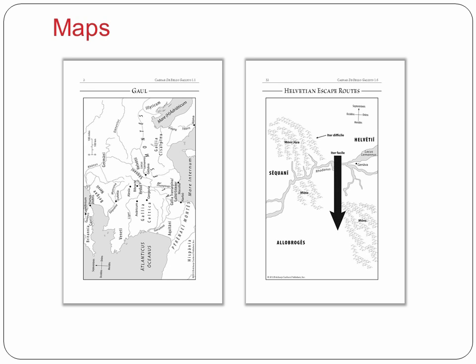The book contains 8 maps. Some maps are general overviews of geography, as you can see on the left, and others are specific illustrations of things Caesar describes in the course of his narrative, as you can see on the right.